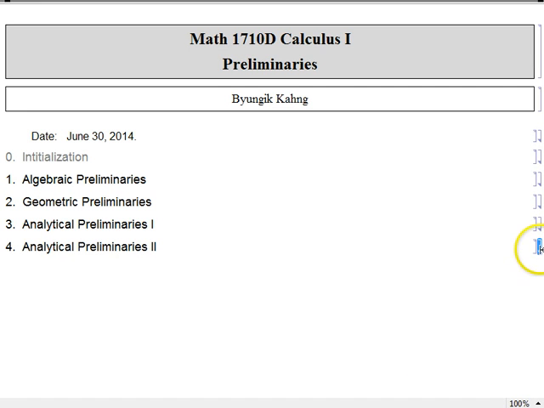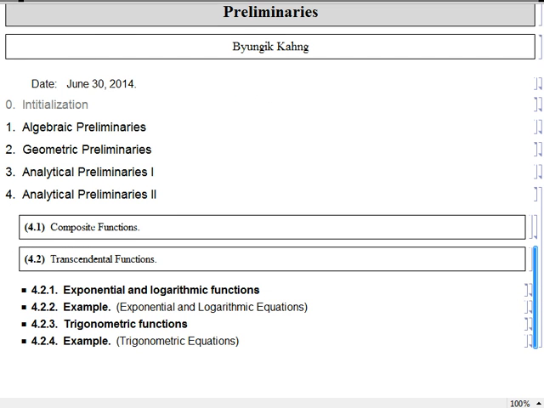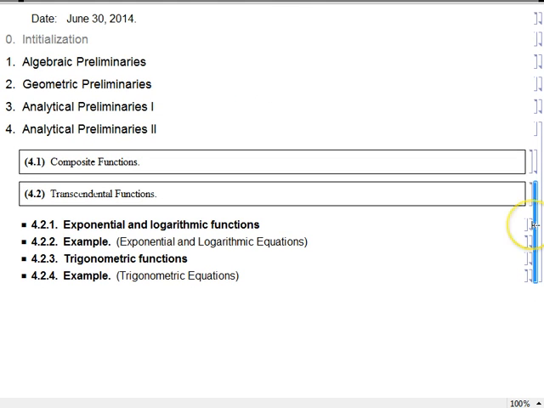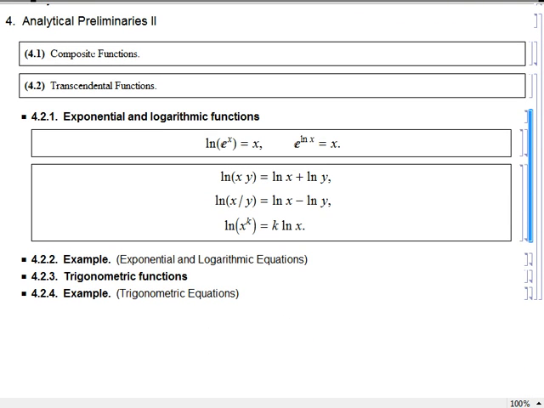Okay, finally, we are moving on to the last topic of this notebook, transcendental functions. Here we are going to review exponential and logarithmic functions and some trigonometric functions. We are going to key in on equations because in order to solve an equation, we have to use everything we have learned so far and put it together to get it done.